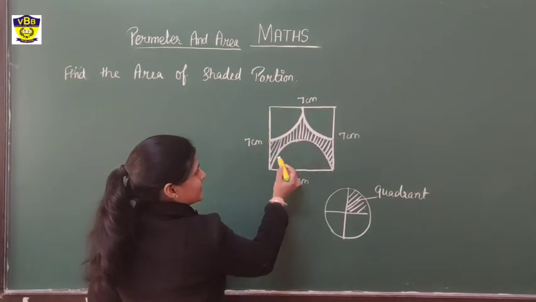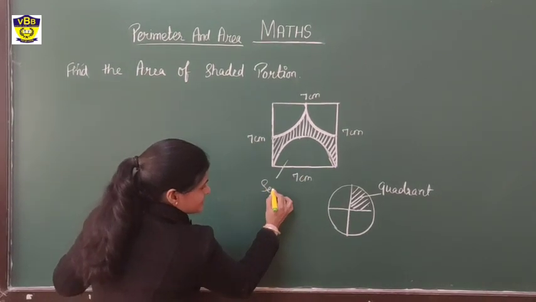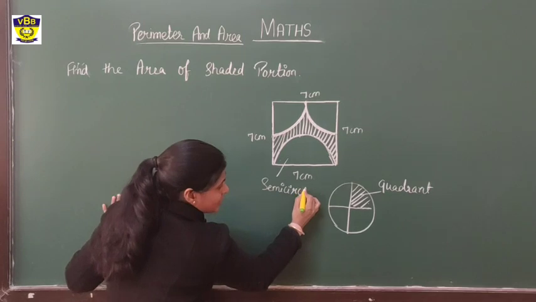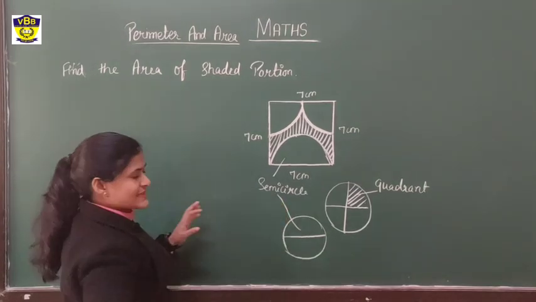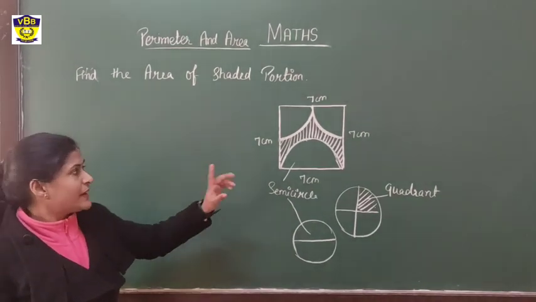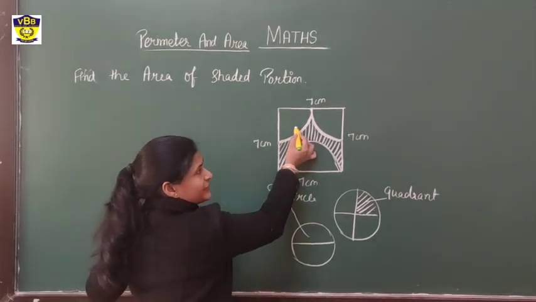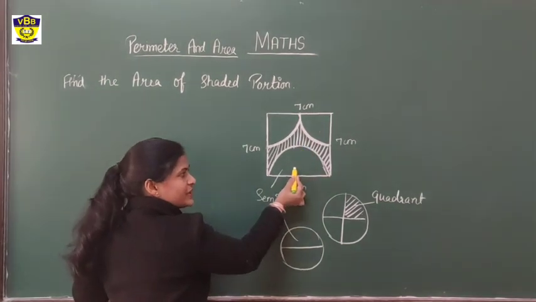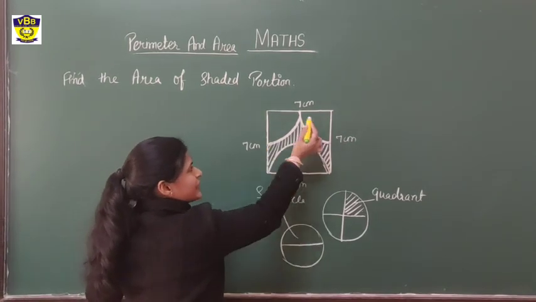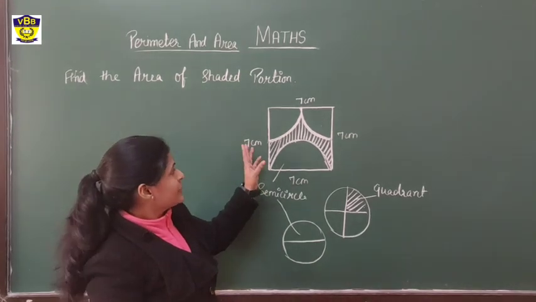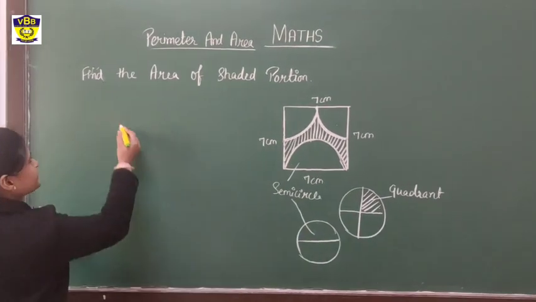So we need to find out the area. One is here, and one is a semicircle. What does semicircle mean? It means half of the circle. If we make a circle, half part of a circle is called a semicircle. So what should we do to find the area of the shaded region? We need to find the area of the quadrants and the area of the semicircle. When we subtract these from the area of the square, the remaining portion is our shaded region. Let's start.